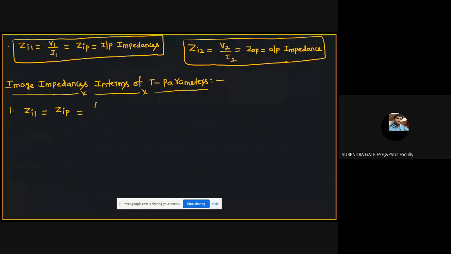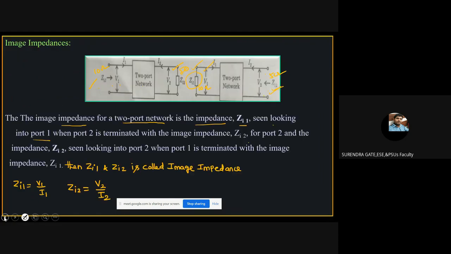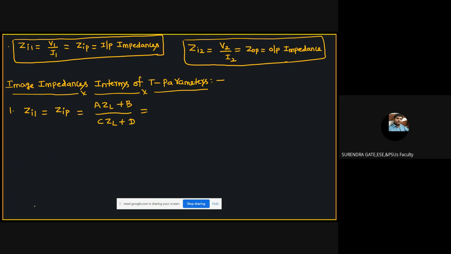A into ZL plus B by C into ZL plus D. But here in the calculation of image impedances, the load is not ZL, the load is ZI2. Understand, sir? During calculation of ZI1, load is ZI2. But during calculation of input impedance, load is ZL impedance. But during calculation of ZI1, load is not ZL. It is terminated by ZI2. That's why I'm replacing that one. A into ZI2, where ZL equal to ZI2 during calculation of image impedances.